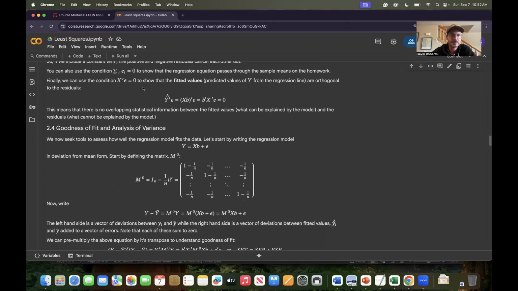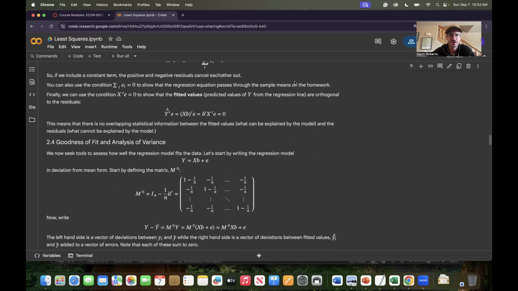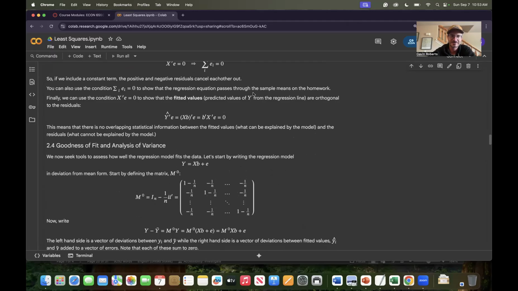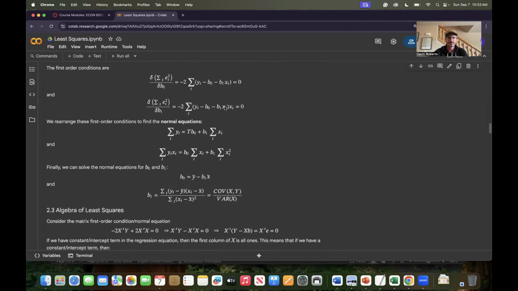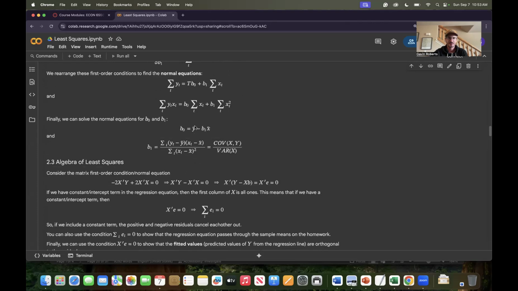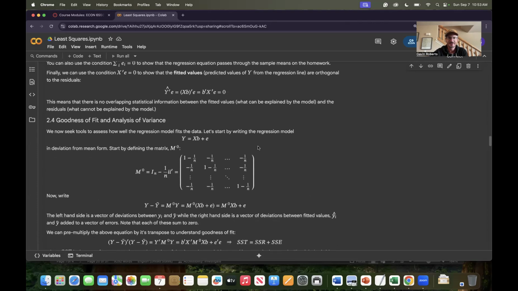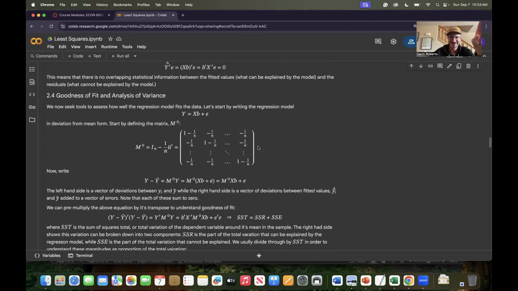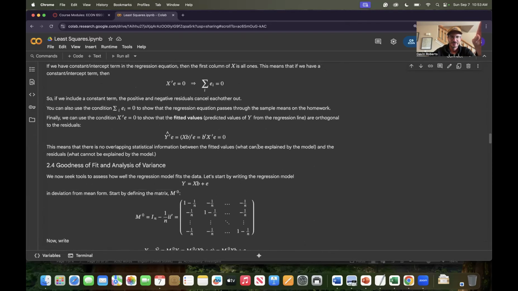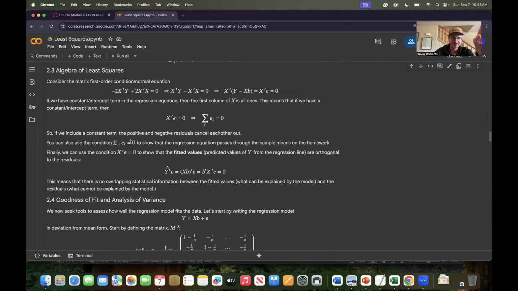You could also use this condition right here to show, as we already saw above, that it passes through the sample means. So this is another way to get to this idea. Let me back up and say it more carefully. You can use this condition, the fact that the errors sum to 0, to show that the line must go through the sample means.